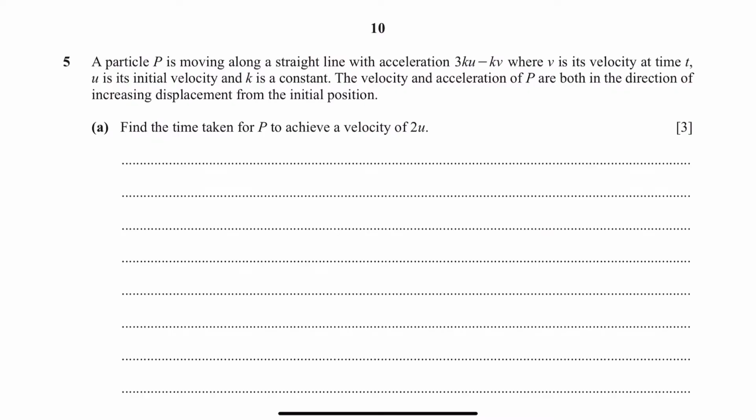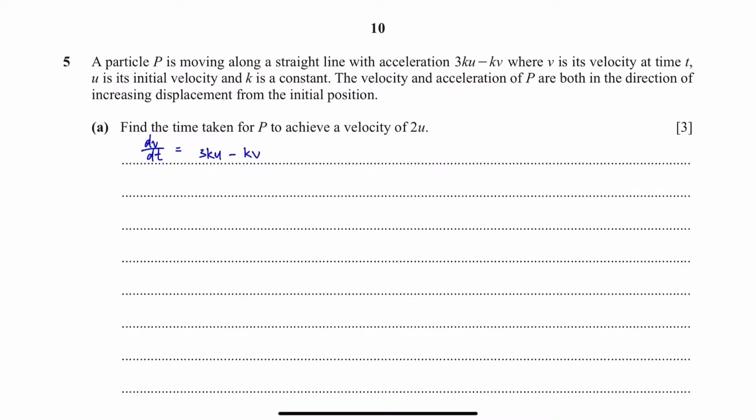So for now, we only have the info that acceleration is equal to 3ku minus kv. So we would use that. So acceleration is dv over dt. So we know that dv over dt equals 3ku minus kv.